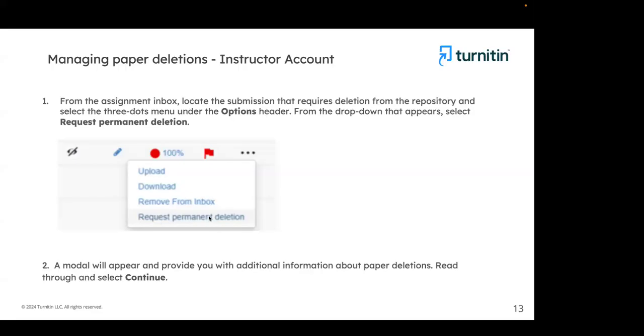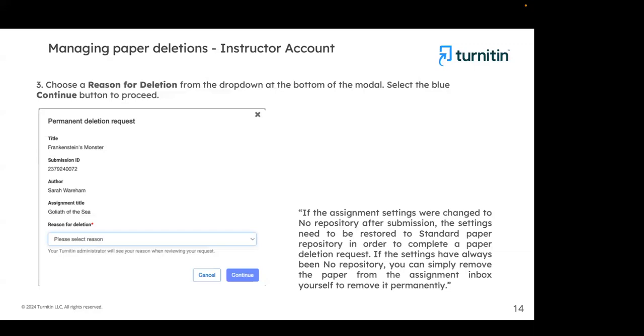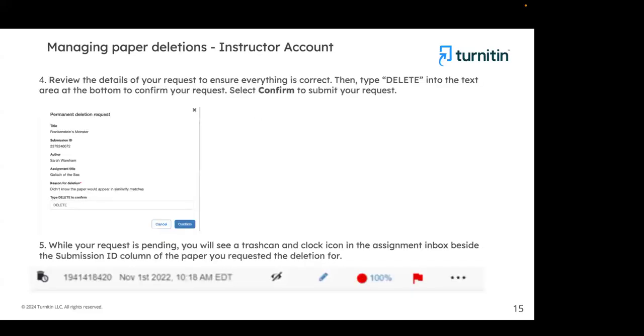Once you request for permanent deletion, you click on continue. It will ask you to select the reason. Once you select the reason, you type in delete. Once you type in delete, it goes to your administrator as pending for deletion. This icon will be visible for you on this percentage, or on the paper uploaded thread, showing pending for deletion.